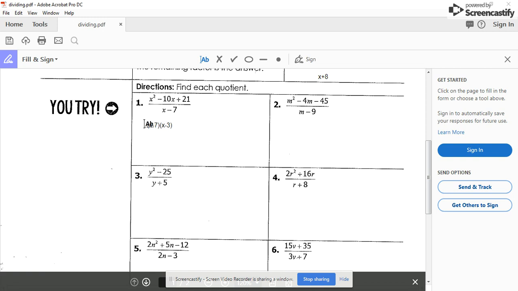So again, you'll notice there's the common factor. There's an x minus 7 with another x minus 7. So those will cancel out, and the final answer will just be x minus 3. Final answer.